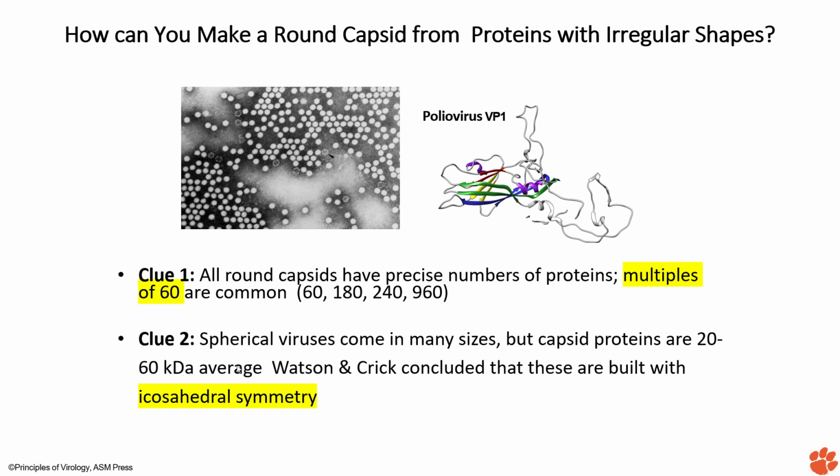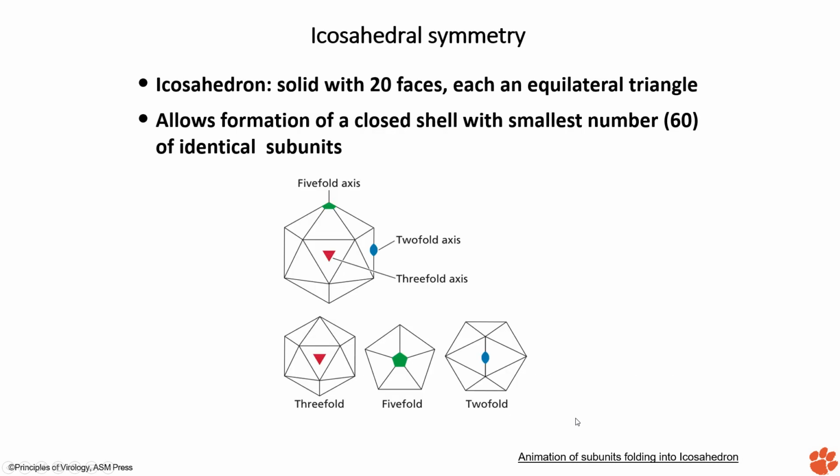This is just for illustration purposes. It shows the poliovirus VP1 protein, and you can see in a three-dimensional structure how different it is. We call this a jelly roll, and we'll talk about it in a second. But when it is packaged in the virus, the whole virus looks spherical. How this is achieved is basically explained by these two clues.